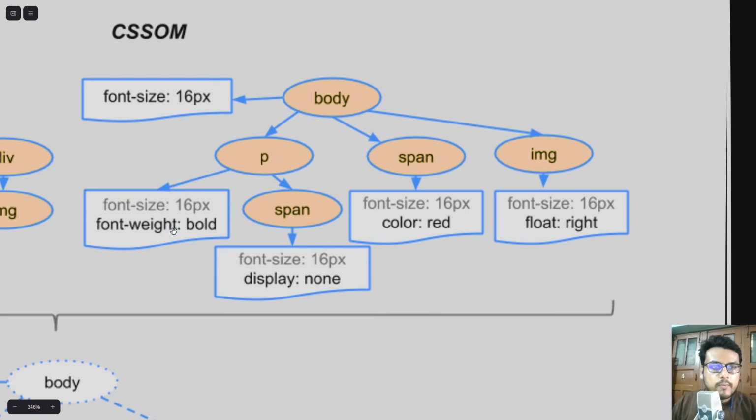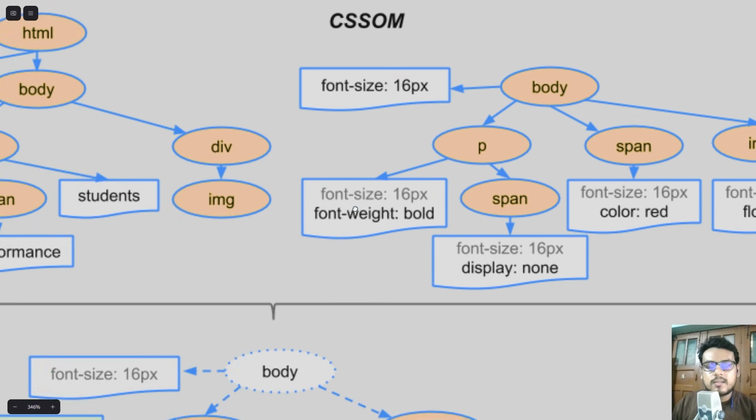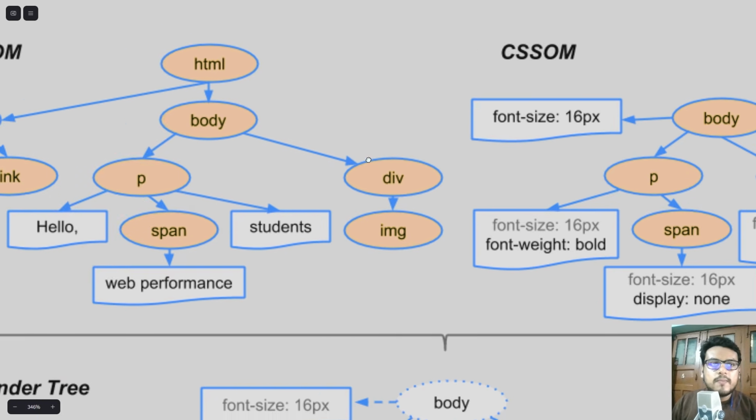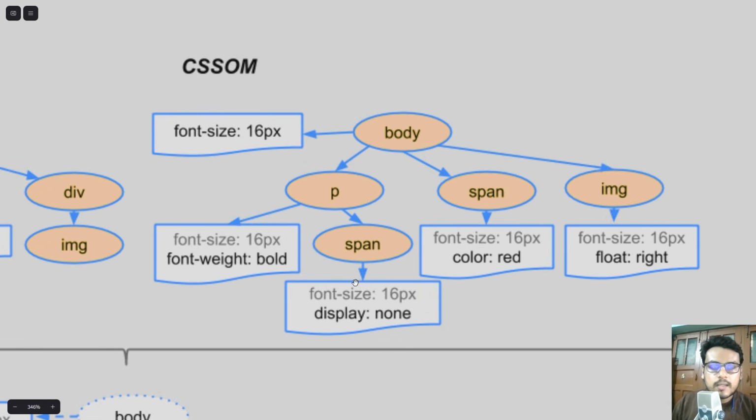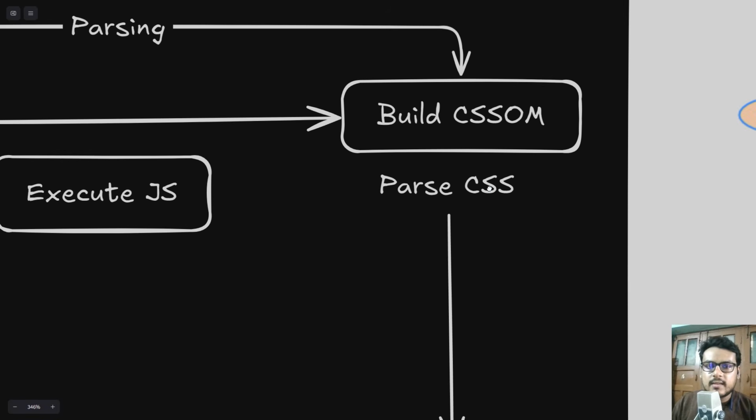Now these bold, black ones are the styles that are coming from the CSS styles. These are not inherited, but directly attached to this particular element. So p, span, and image might have certain styles. Once we attach certain styles to the DOM nodes, it becomes the CSSOM. But the CSSOM is not the final tree which we have.